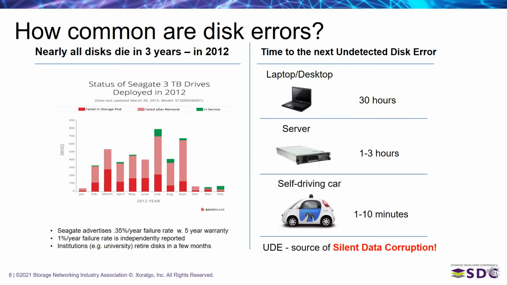UDE are an especially harmful type of data loss known as silent data corruption, and the danger is that the loss is not known to the user of the data until the data actually is used. If the data happens to be in a sensitive portion of the application, a complete failure may occur.